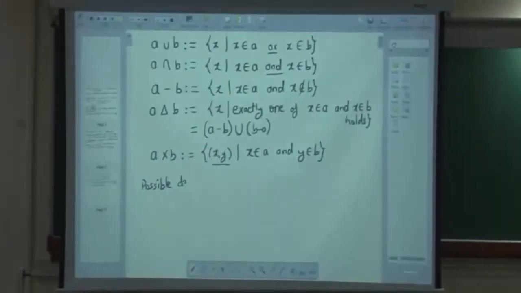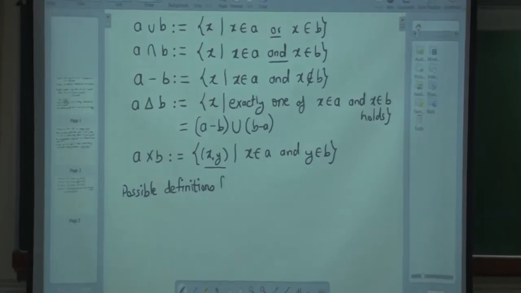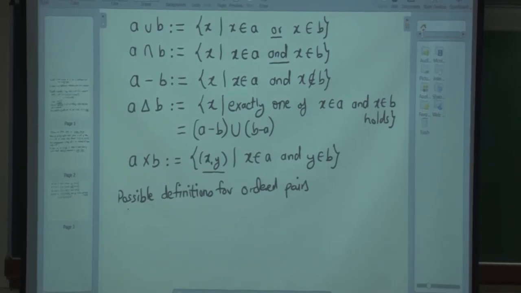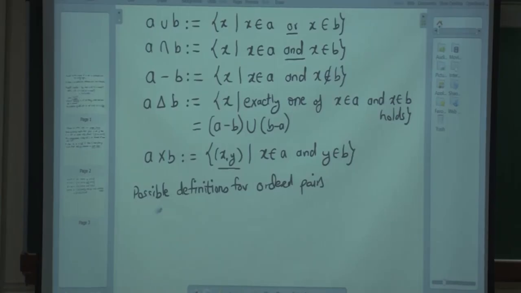Give me some possible definitions for ordered pairs. Give me some choices. Can I use X Y equal to X Y? Will this work? No. Why doesn't it work? We need to differentiate between two elements. It's an ordered pair, so the first element and second element, especially if they are different, we need to distinguish between them. So we need to do something different.